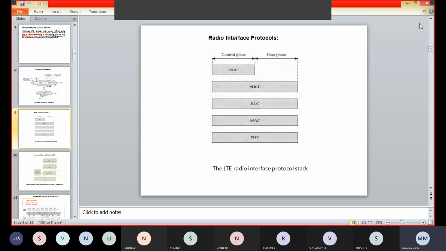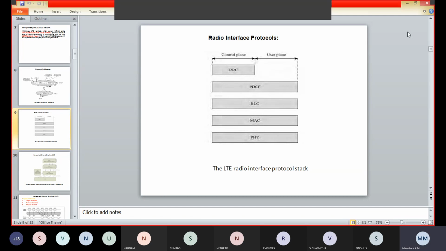The next layer we have is RLC, that is radio link control. The main functions of this radio link control sublayer are segmentation and concatenation of data units, error correction through the automatic repeat request, that is ARQ protocol, and in-sequence delivery of packets to the higher layers.